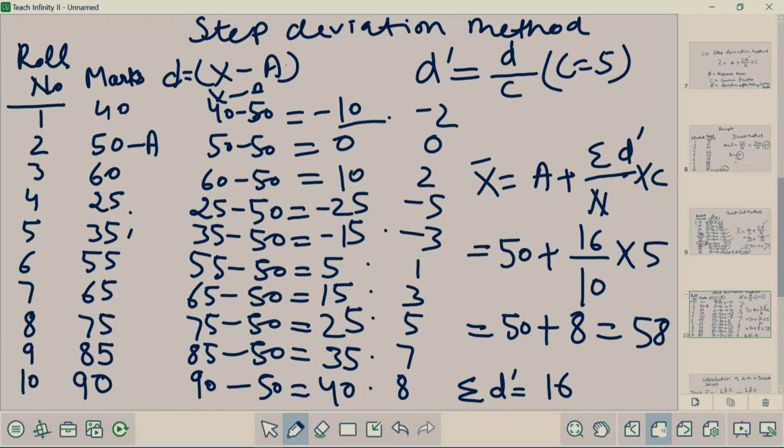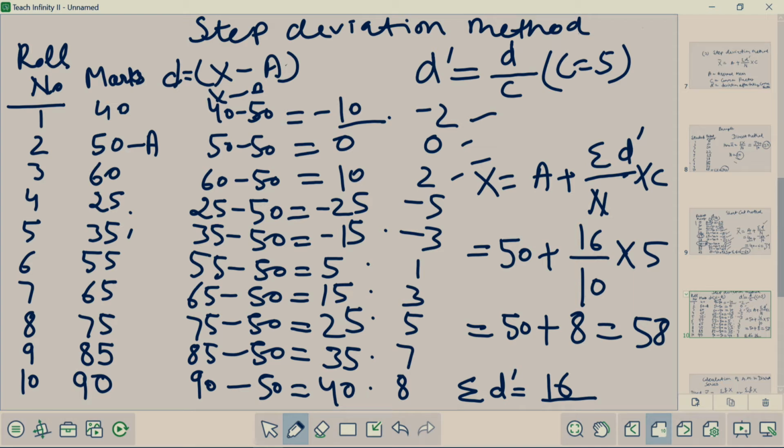When we divide minus 10 by 5, that will be minus 2. Then 0, then 10 divided by 5 is 2, minus 25 divided by 5 is minus 5. In this way we can find all the values: minus 3, 1, 3, 5, 7, 8. Now we need sigma d dash. In the previous example we required sigma d, and in this example we require sigma d dash. Now we have sigma d dash, that is 16.